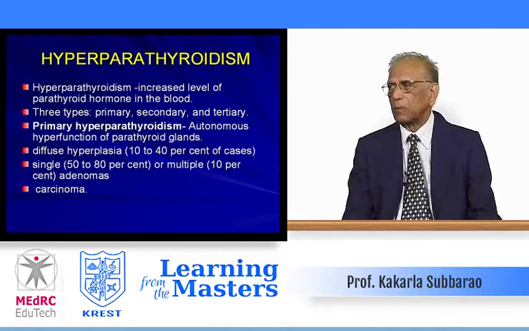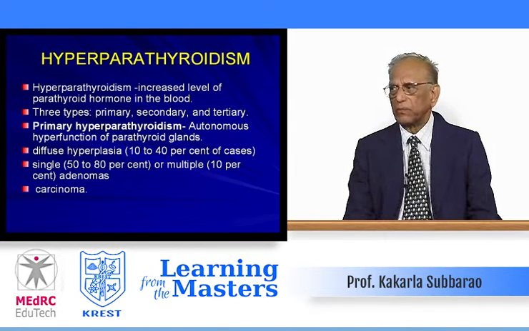To continue, hyperparathyroidism is an increased level of parathormone in the blood. 3 types of hyperparathyroidism may result: primary, secondary, and tertiary. Primary hyperparathyroidism is autonomous hyperfunction of parathyroid glands, diffuse hyperplasia 10 to 40% of cases, single, only one adenoma 50 to 80%, or sometimes multiple in 10% of the cases, or carcinoma.